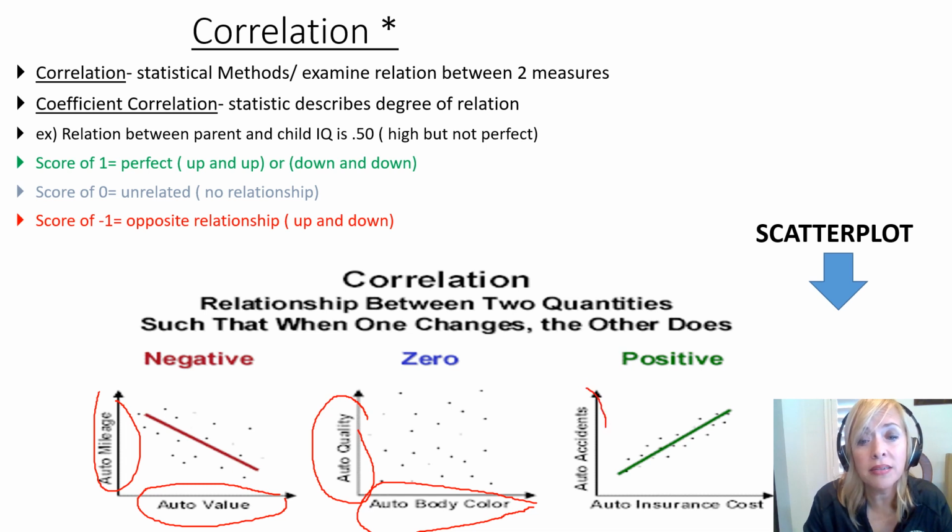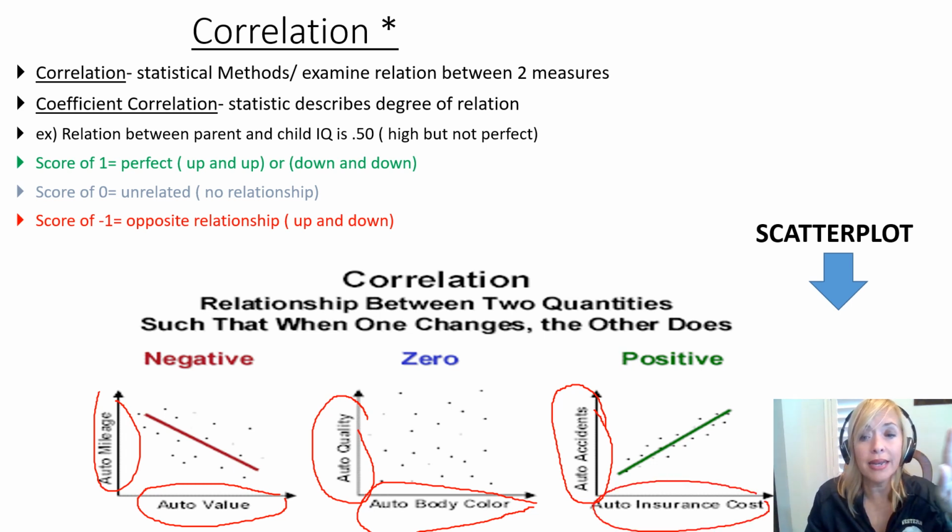Lastly, we have a positive correlation: auto accidents and auto insurance cost. The more accidents you get in, the more it's going to cost. One thing goes up, the other thing goes up. Am I right? The more accidents you get into, teenagers, the worse the cost will be for your insurance. That's a positive correlation, up and up. You guys got negative, zero, and positive correlation.